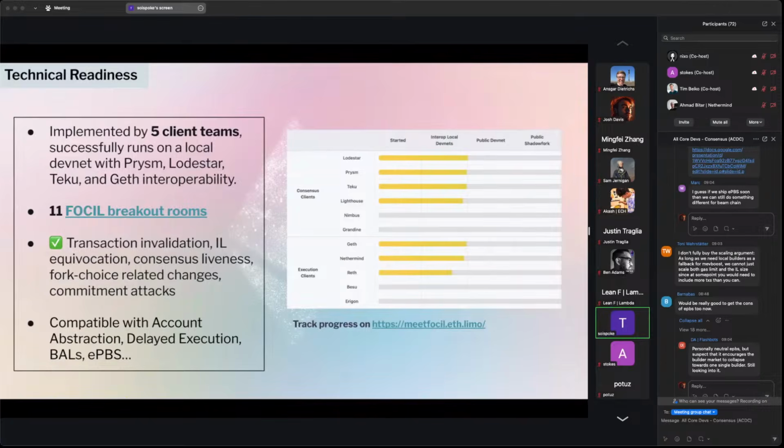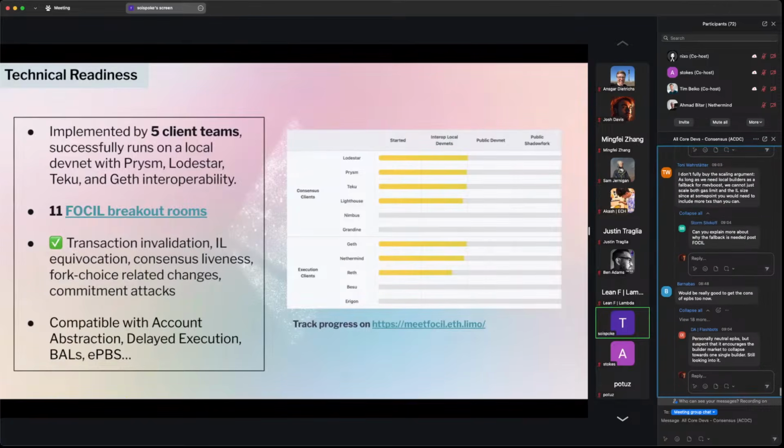Fossil, first of all, is the result of multiple years of research on inclusion lists, multiple proposals, the view merge mechanism, and so on. It's now working and implemented on different clients. Five clients have worked on it, and it successfully runs on a local devnet with Prysm, Lodestar, Teku, and Geth interoperability. We are now working on the spec tests for both the CL and the EL.